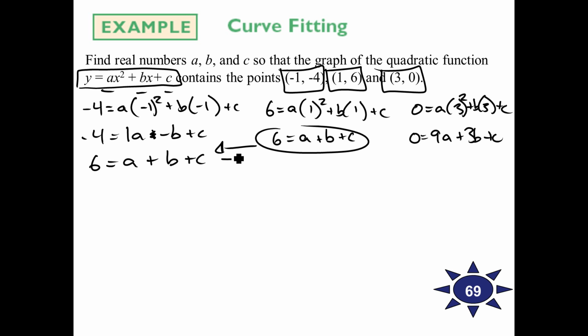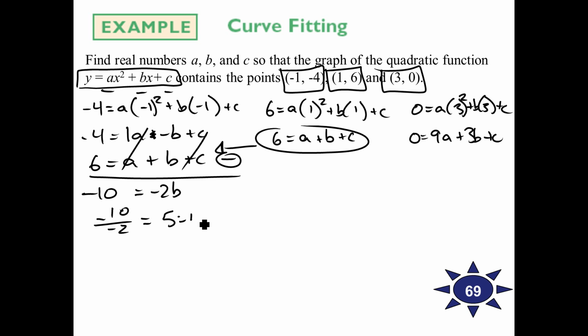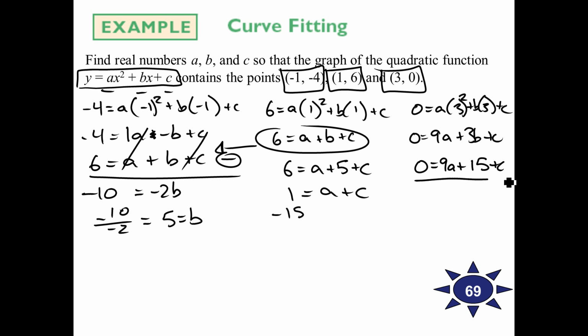Let's go ahead and subtract straight down. We're going to have negative 10. A's will cancel. Equals negative 2b. C's cancel. That's nice. So negative 10 divided by negative 2 will be 5, which is what b is equal to. And so let's go back in over here. We've got 6 equals a plus 5 plus c, just substituting in for b. 0 equals 9a plus 3 times 5 is 15 plus c. And so now we've got 1 equals a plus c. And we've got negative 15 from this one here equals 9a plus c.